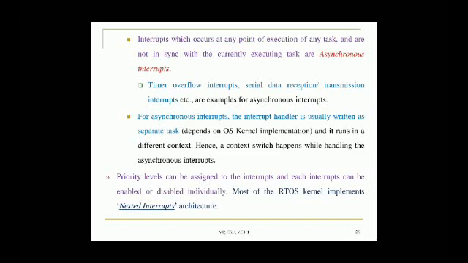Priority levels can be assigned to the interrupts, and each interrupt can be enabled or disabled individually by the kernel. Basically, here in the RTOS, the kernels implement the nested interrupt concept. That means an interrupt can occur at any point of time, but the interrupt service routine with the highest priority will be served or run first, later the lower priority ISRs. That is the basic concept of nested interrupts.